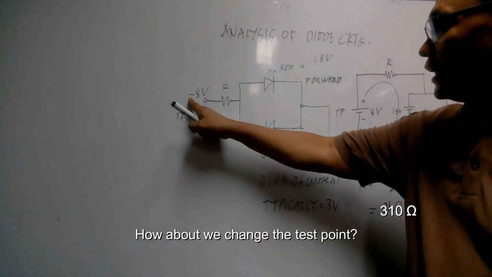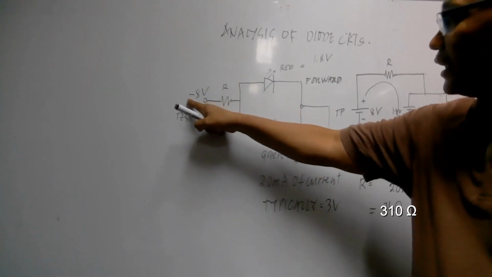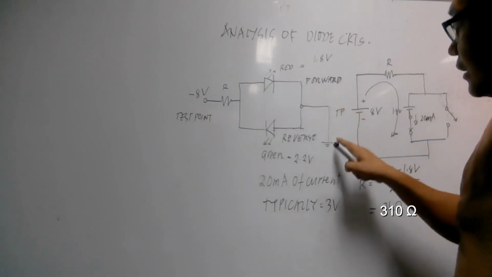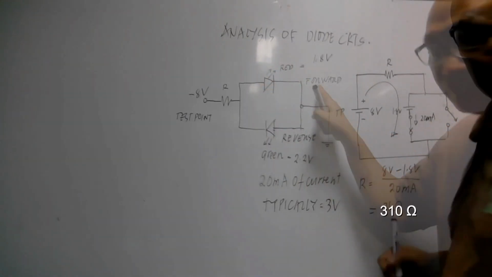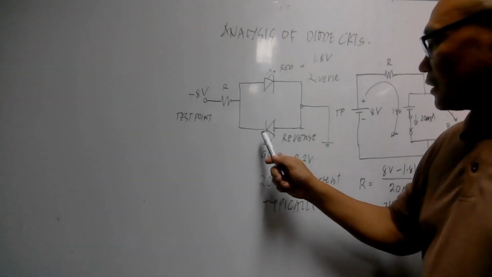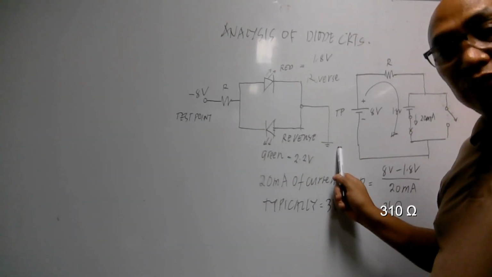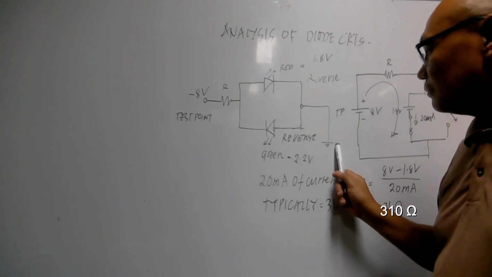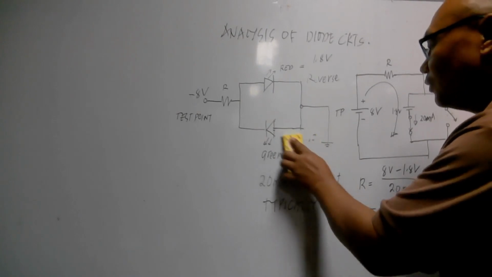So this is now negative 8, and the anode of the red LED is connected to negative, and the cathode is connected to ground, which is now positive. Then the red LED this time is reverse bias. How about the green LED? Its cathode now is connected to negative, and its anode is connected to ground, where ground now is positive. Therefore, it is now the green LED that is in forward bias.